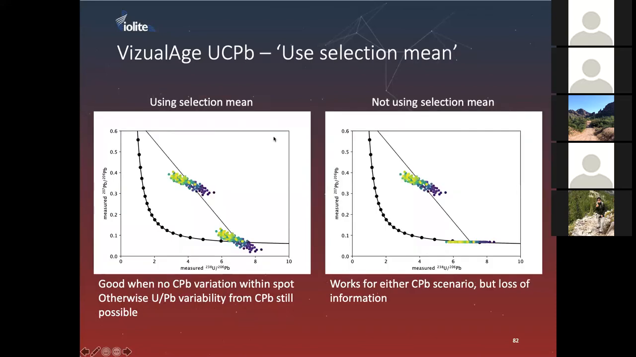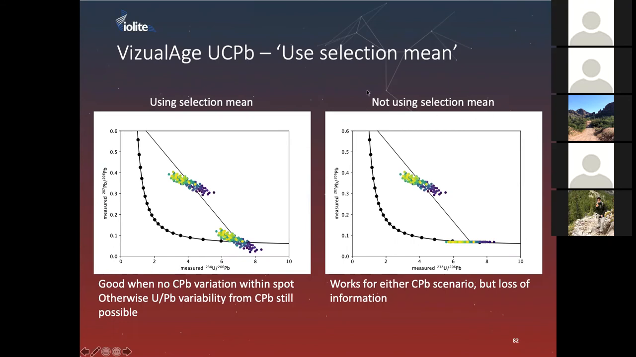So if we're using the selection mean, looking at the plot on the left, we're essentially shifting this cluster of data by its mean back to the Concordia. This is good when there's no common lead variation within a spot, but like in this example here, if we shifted that back down here, we still have some apparent downhole fractionation coming from common lead. So you wouldn't want to use that in this scenario.